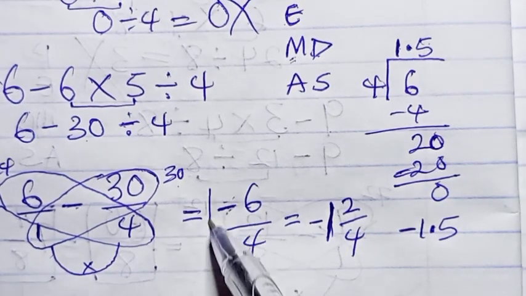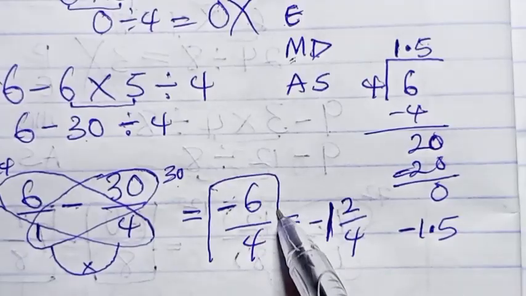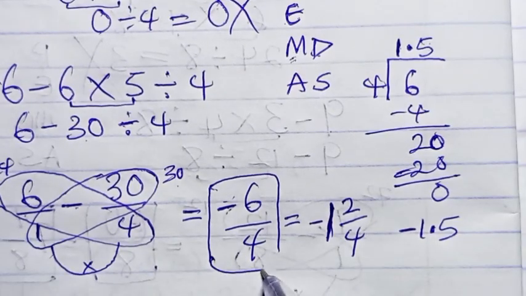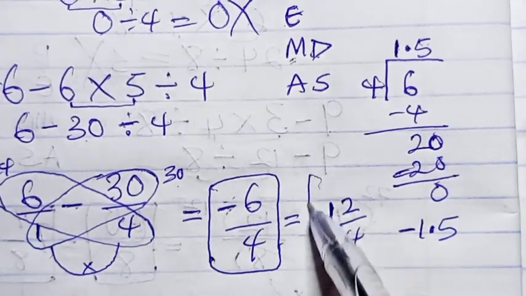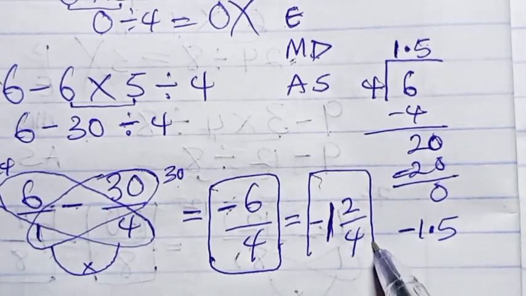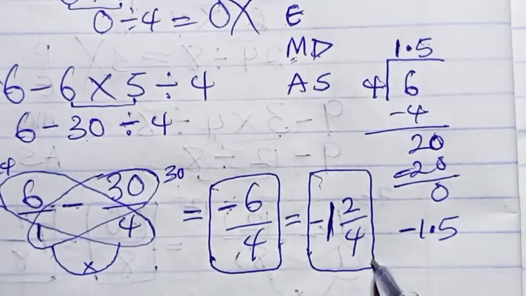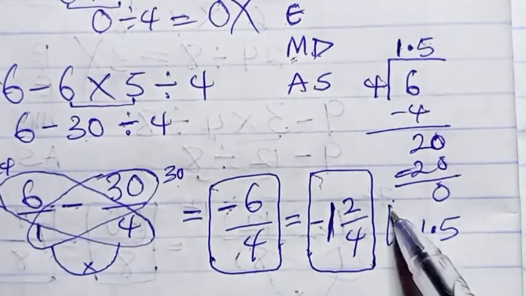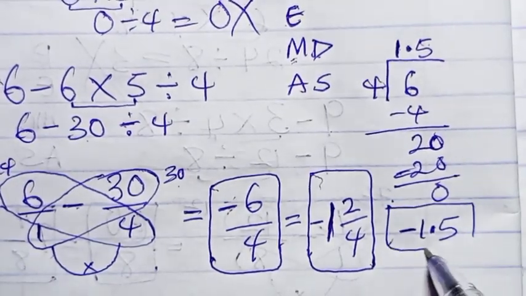So for this question, we have 3 answers, okay? This is the first answer, which is an improper fraction. This is the second answer, which is a mixed fraction. This is the third answer, which is a decimal.